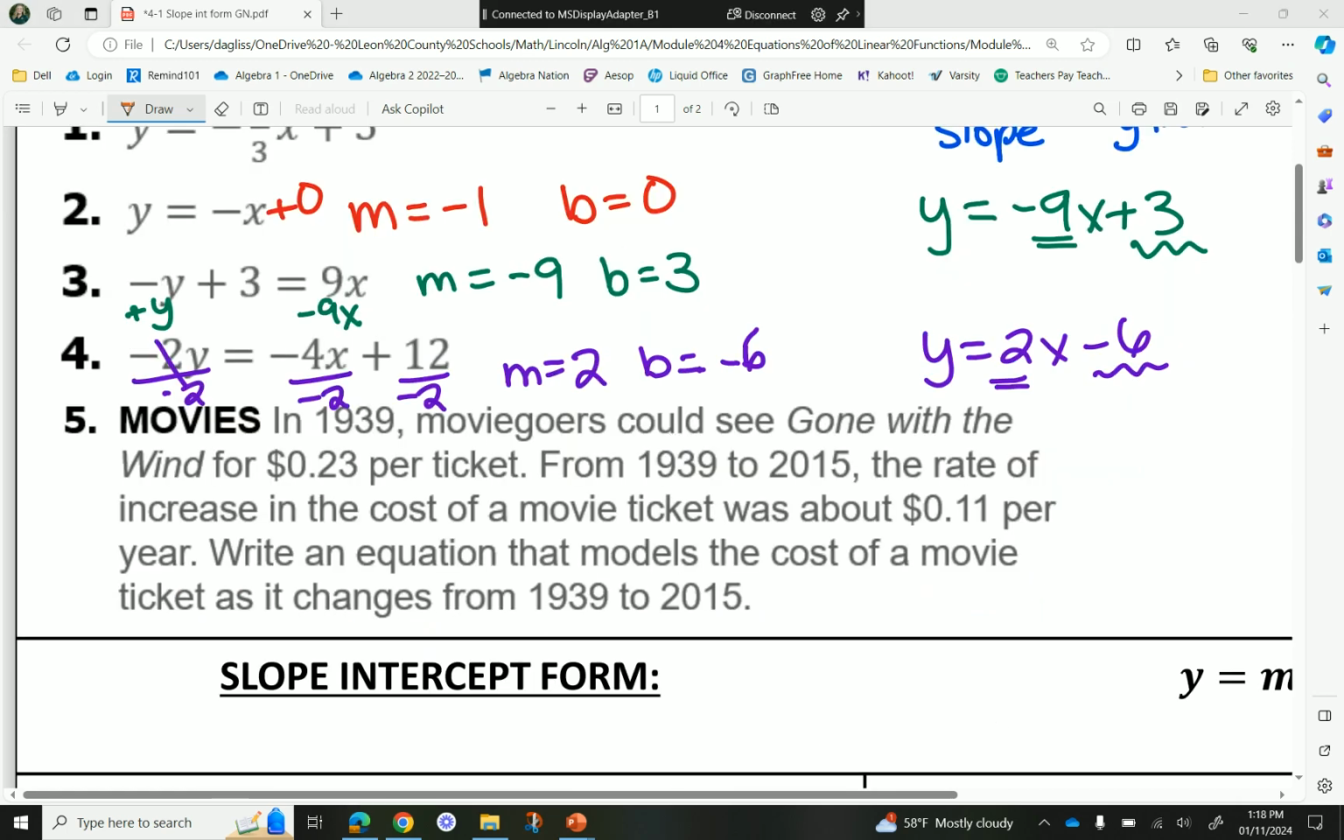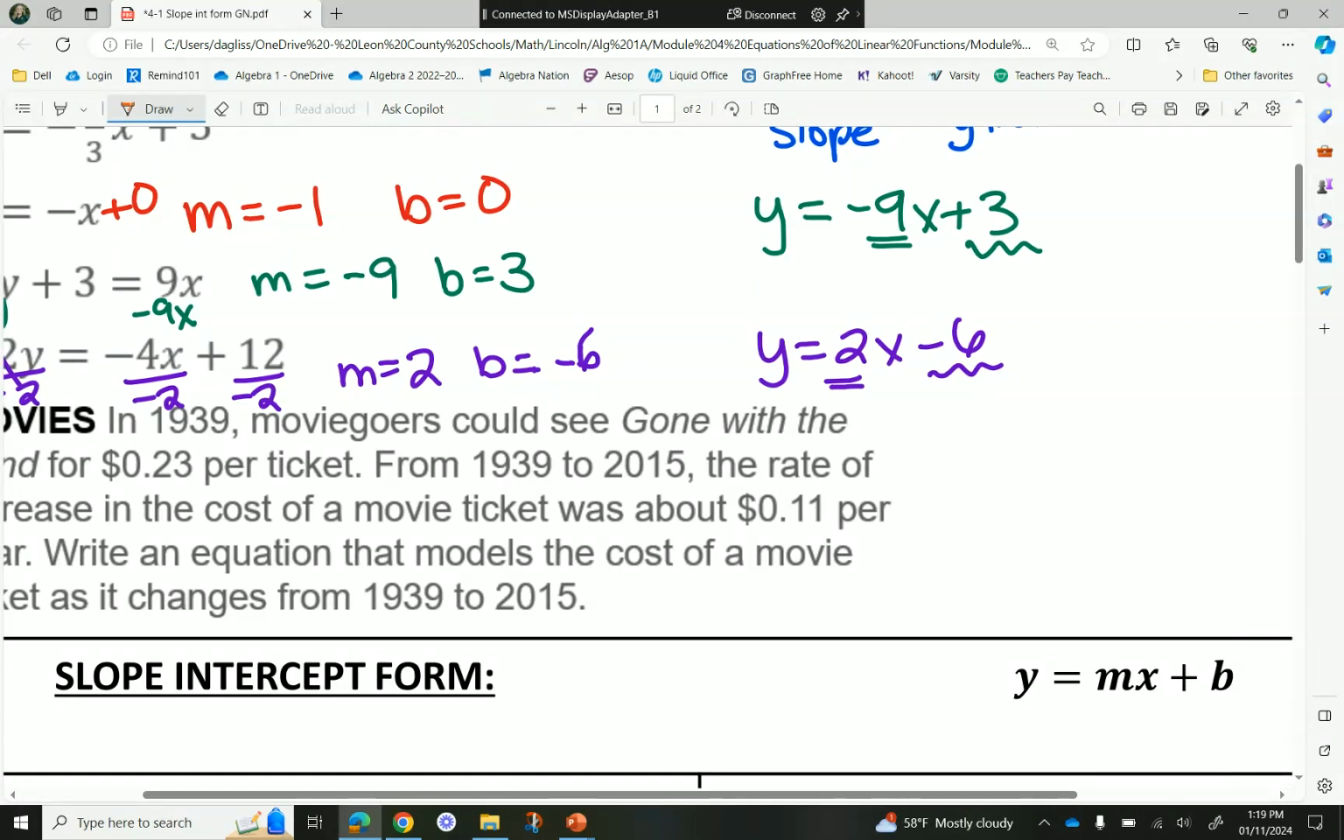Alright, our last one is a word problem, but that's okay. We're just pulling information out of it. Okay? In 1939, moviegoers could see Gone with the Wind for 23 cents per ticket. From 1939 to 2015, the rate of increase in the cost of the movie ticket was about 11 cents per year. Write an equation that models the cost of a movie ticket as it changes from 1939 to 2015. All right, ready?